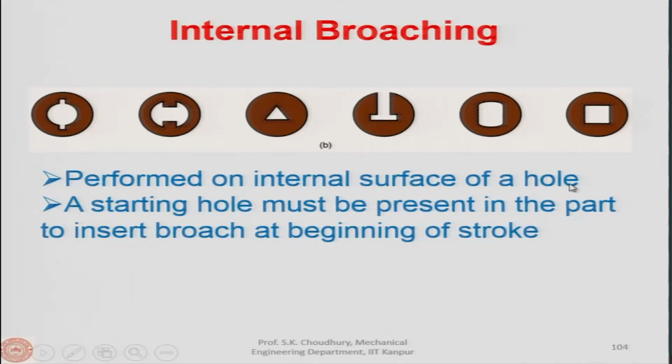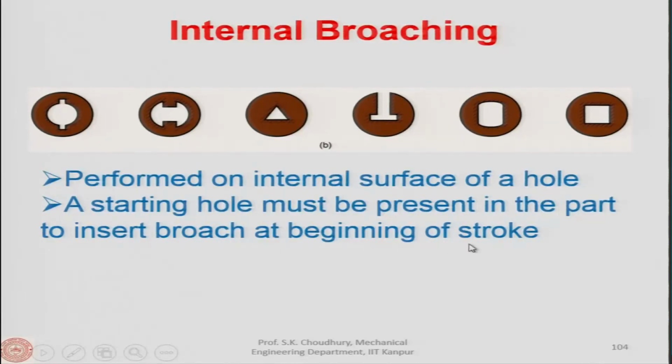Performed on the internal surface of a hole, a starting hole must be present in the part, because of course, you understand that otherwise the broach cannot be operated like a drill. Drill is made on the surface where no hole is made so far. But after a hole is made by drilling, like we do the reaming, the broaching process is performed. Otherwise, it will be difficult to insert the broach at the beginning of the stroke.